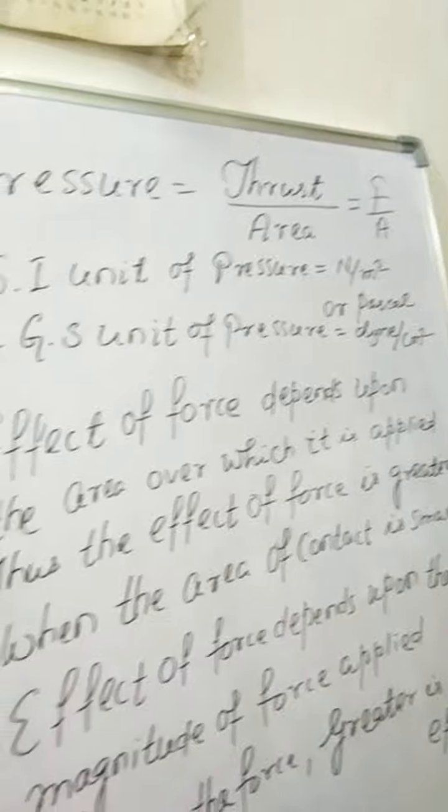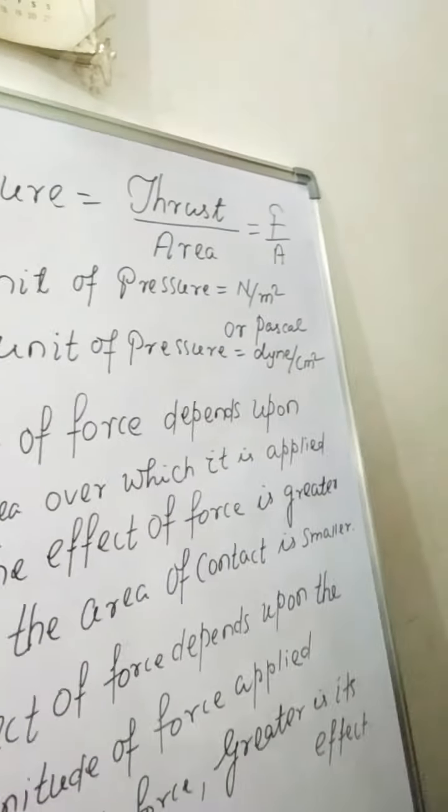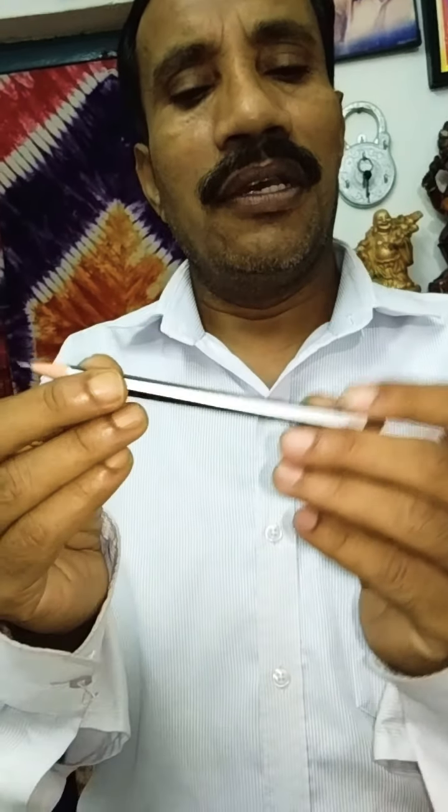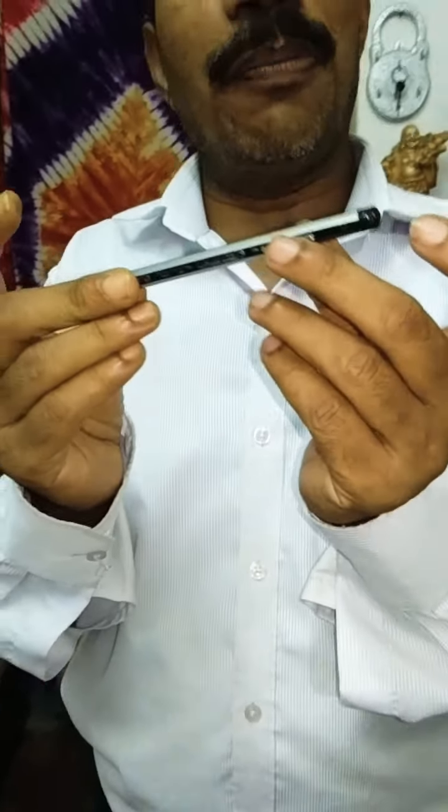So the effect of force depends on the area over which it is applied. Now one activity I am showing you. Once again, the effect of force depends upon the area over which it is applied. All of you look at this pencil. This is the sharpened end of the pencil. This is the flattened end, or the blunt end of the pencil.